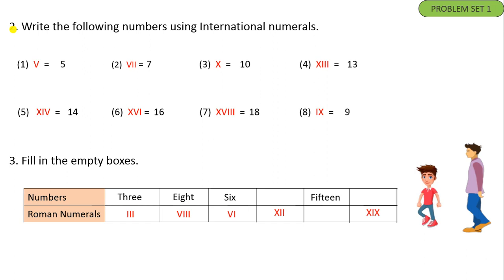Next, XII symbol is given, and the symbol is for 12. And the next number given is 15, and for that the symbol is XV, and the last symbol given is XIX, and for that the number is 19.